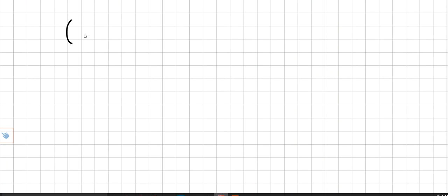Bracket x squared minus 2 over x to the power of 4, bracket, all to the power of 5. Expand and simplify. Well, it just means do the whole thing.